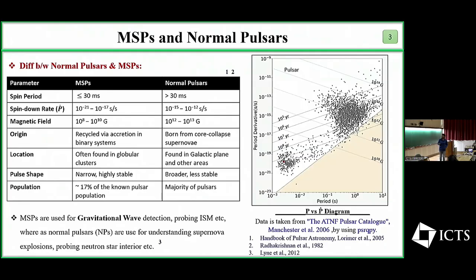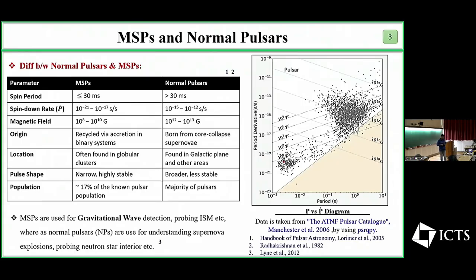Here on the right side of the plot you can see a P versus P dot diagram. The data is taken from the ATNF catalog. You can see that there is a bimodal distribution of pulsars. The lower left distribution shows the MSPs having lower values of period derivative, and the upper right shows the normal pulsars having higher period derivative values.